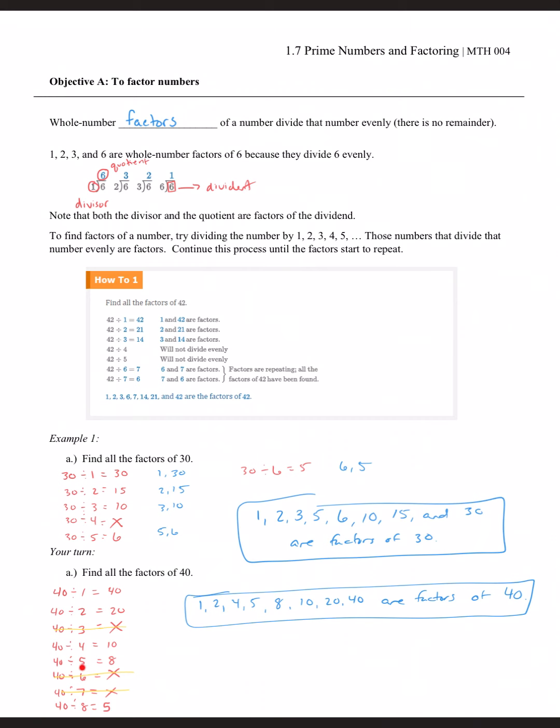And I found that 5 went into 40 eight times. And then when I tried 8, I got back to 5, so I started to repeat it. So then I just took all the values that went in evenly, I used the divisor and the quotient, and listed them in the factors.